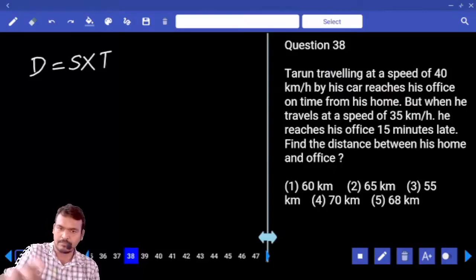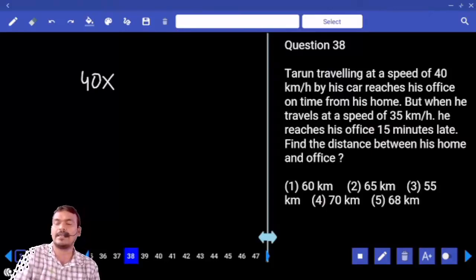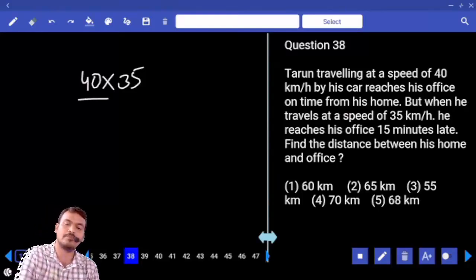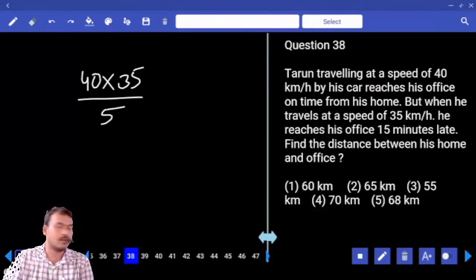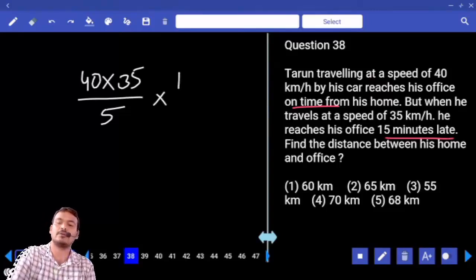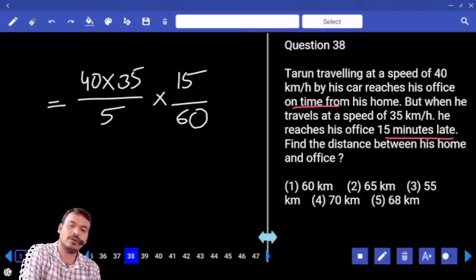Speed into time. Okay. What is the speed in the first case? 40. What is the speed in the second one? 35. Means this one is product of the speeds or sum of the speeds? Product of the speeds. What is the difference of the speeds? 5 or not? First case it will be on time, but second case how many minutes late? 15 minutes late. Means time difference is how many minutes? 15 minutes. Then we write 15 by 60 or not? Product of the speeds by difference of the speeds into time difference, that is equal to distance value or not?